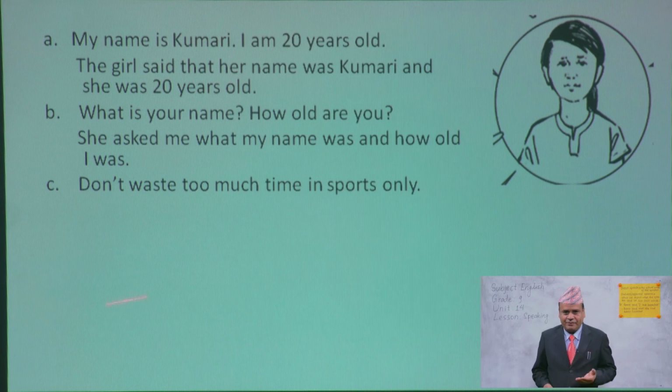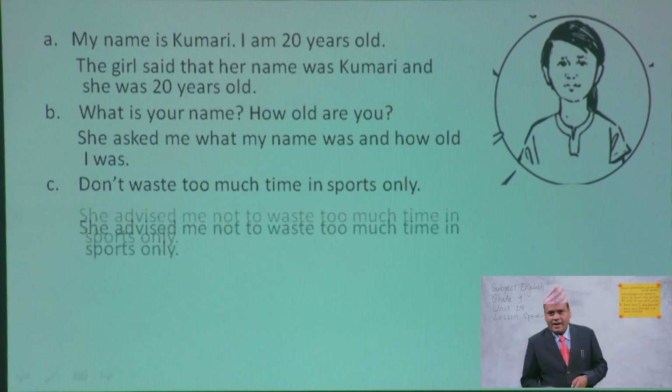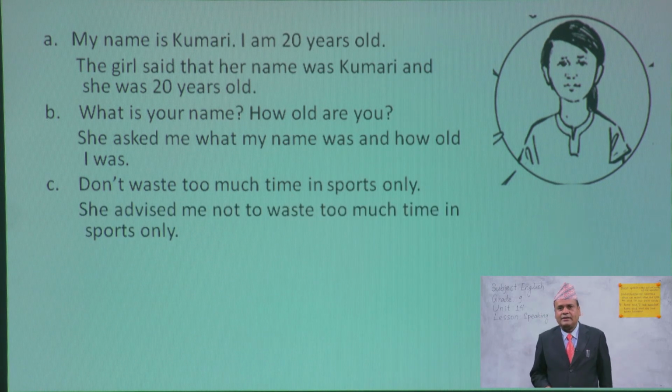Now let's change. Don't waste too much time in sports only. This is an imperative sentence used by Kumari. And what is the answer here? She advised me, because this is a kind of advice. So we can use advised. So she advised me not to waste. This is negative form. We should not do that. So for that we are using not and to. So she advised me not to waste too much time in sports only.